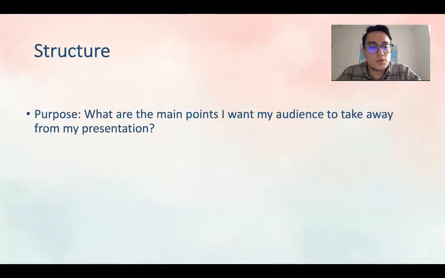For your structure, you should have a purpose to guide you. So what are the main points I want my audience to take away from my presentation? You have to ask this of yourself. What do you want them to know? Do you want them to know about cats, dogs, or whatever your presentation is about? You have to ask yourself, what do you want them to remember?